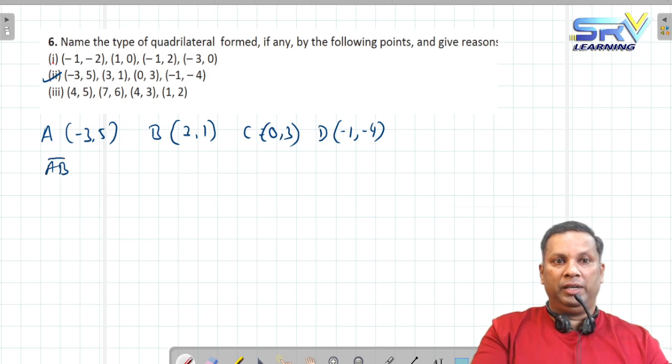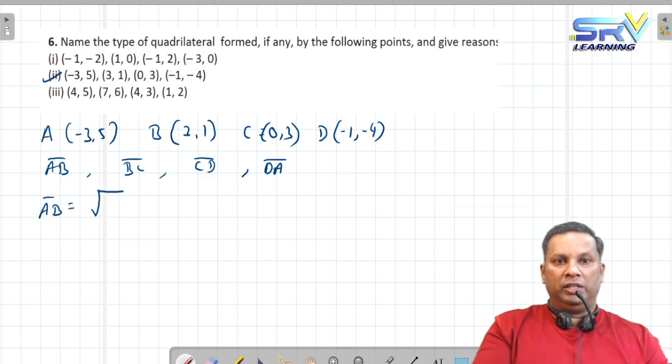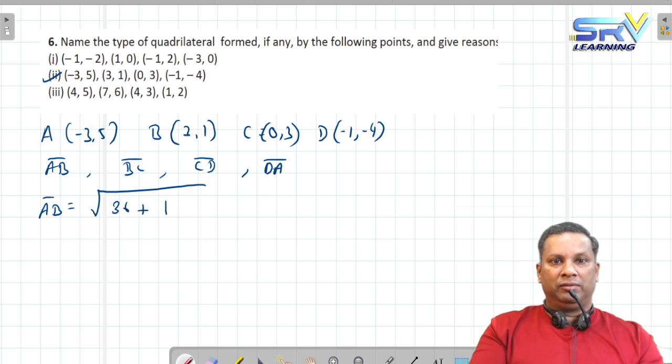We have to find AB, we have to find BC, then we have to find CD, and then we have to find DA or AD, whichever. Both ways the distance will be the same. So I am trying to find the length of AB. x2 minus x1 whole square: 3 minus of -3 is plus 6, whole square is 36, plus 1 minus 5 is minus 4, whole square is 16, isn't it. 36 plus 16, how much is this? 52, root of 52.